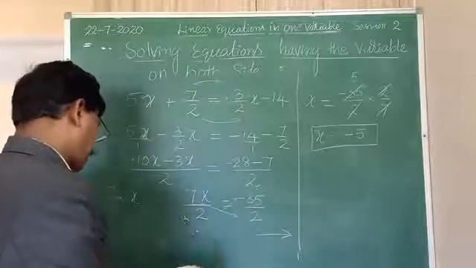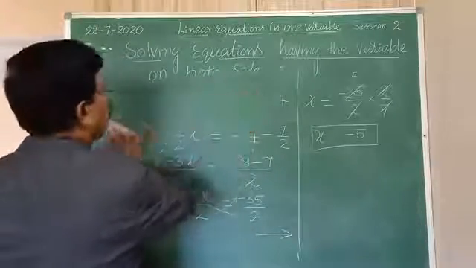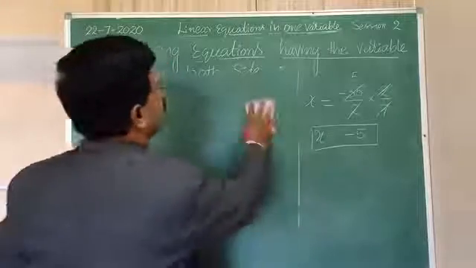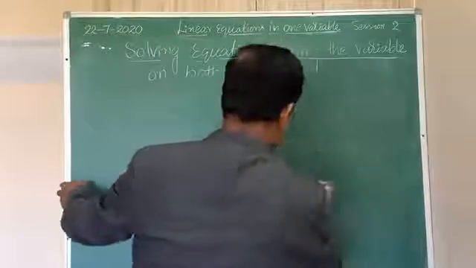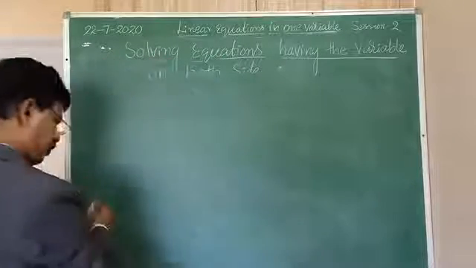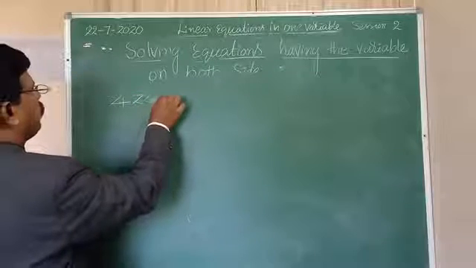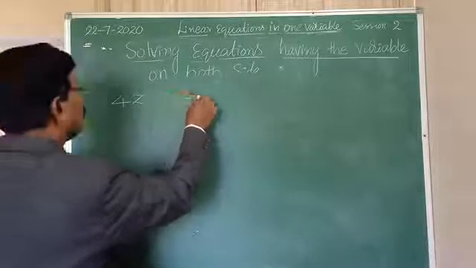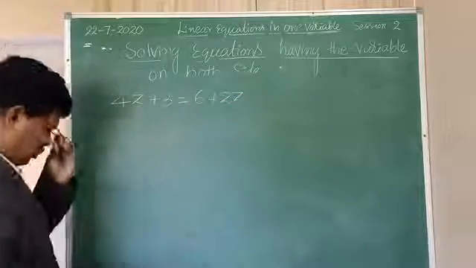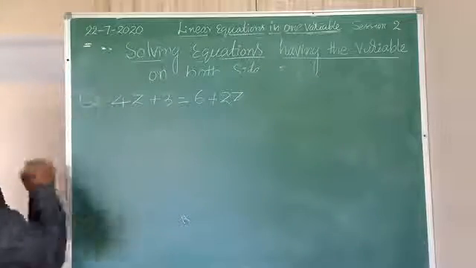Now I'm taking one more. Your exercise 2.3, one exercise I'm solving. Just look at this. 4z plus 3 is equal to 6 plus 2z. So this is one more problem, say the third problem in this.